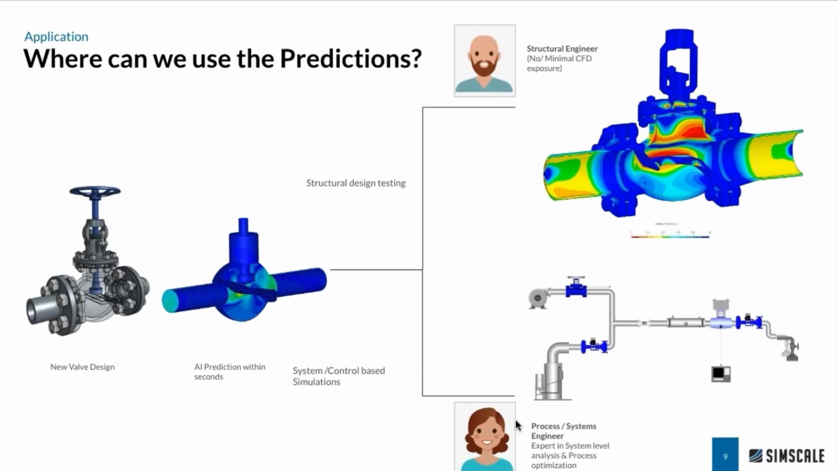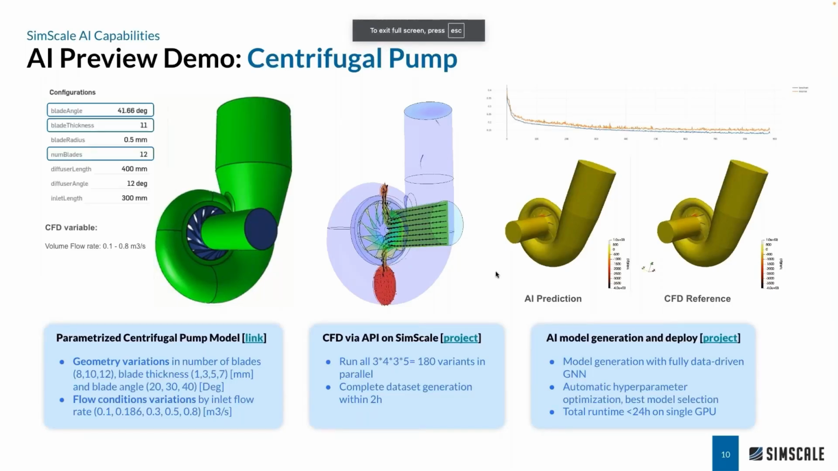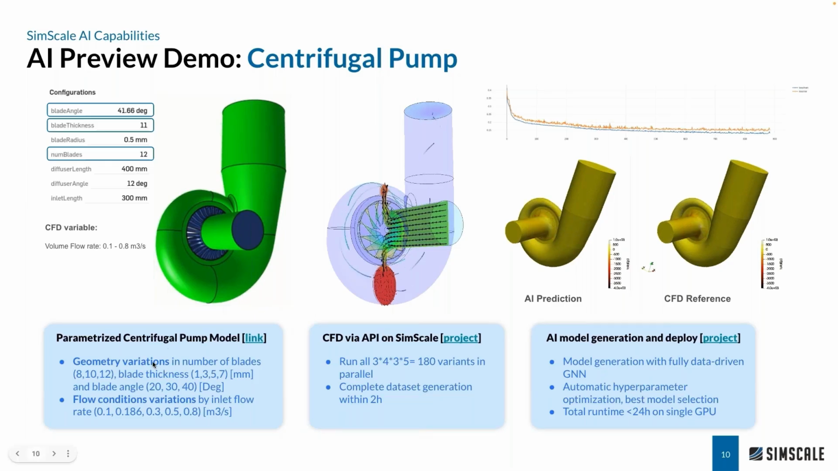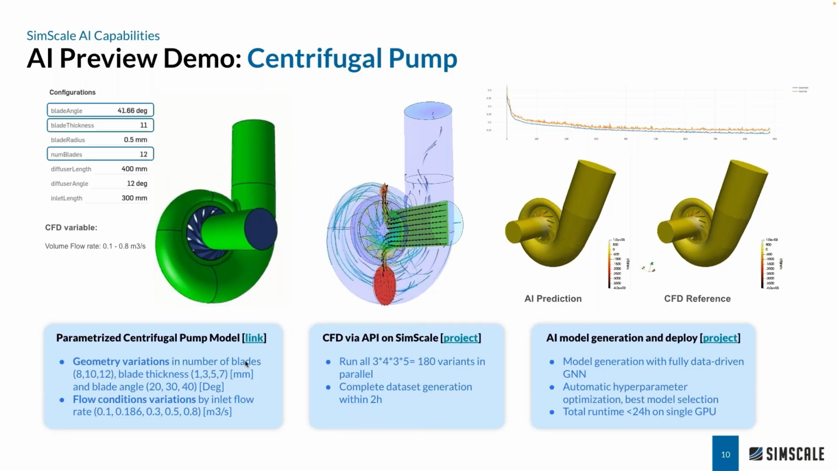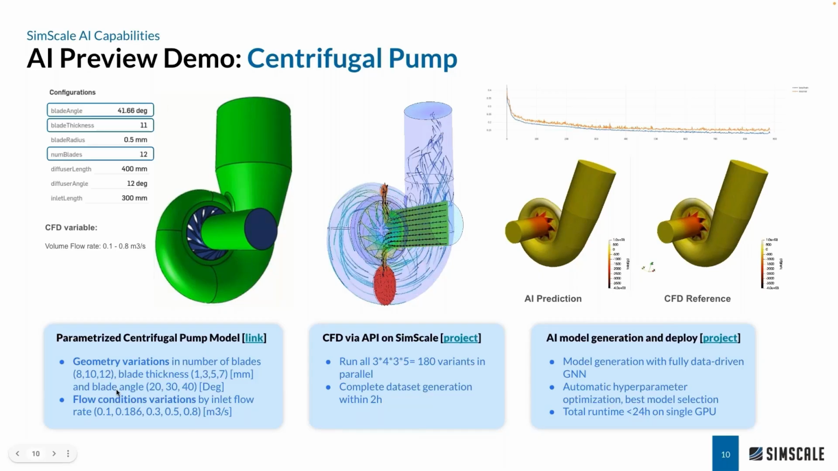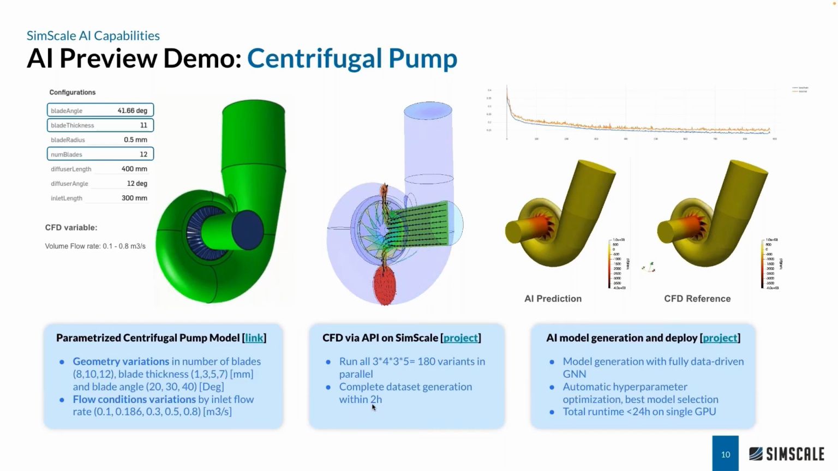This is not specific for valves. You can see we have cases where we ran a pump model with different geometric variations, including number of blades or blade thickness or blade angles. And in total, we ran about 180 variants that took about 2 hours because we're running everything in parallel on SimScale. And there's no pre-processing time for the data to be trained for an AI model.